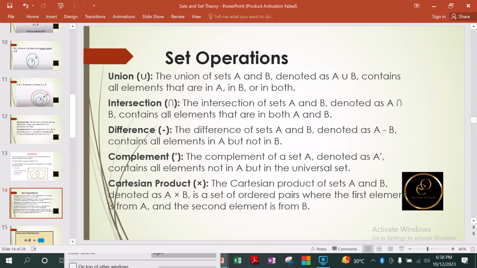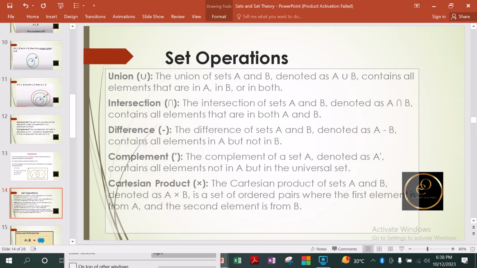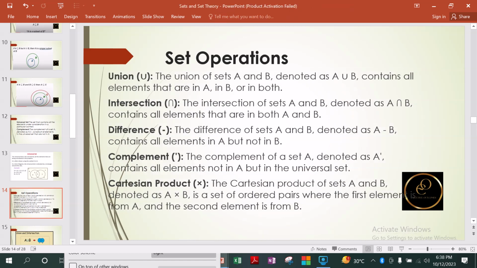Then we have intersection set. This is the set of elements found in both sets. So if you are talking about set A and set B, denoted as A intersection B, as indicated here. A intersection B contains all elements that are in both A and B.